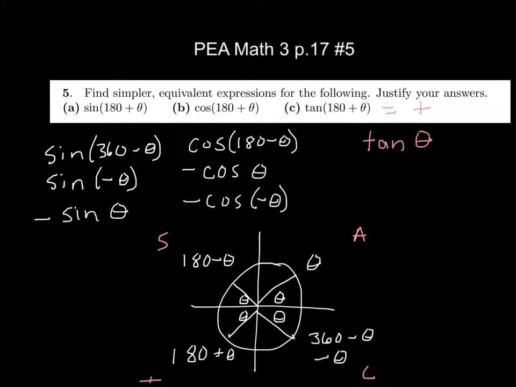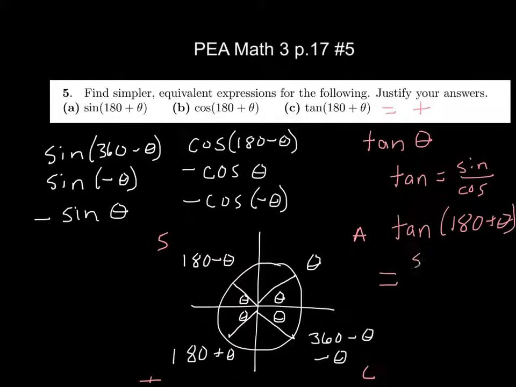Hint alert. Write this on your paper. Hint, in your notes: tangent equals sine over cosine. Which means that tangent of 180 plus theta equals sine of 180 plus theta over cosine of 180 plus theta. That hint is a hint for a reason.